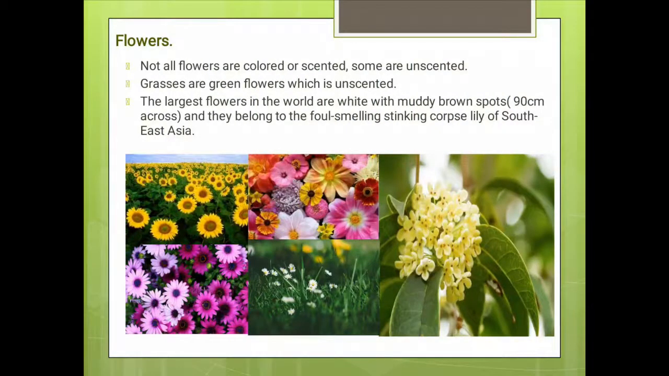Okay guys, so there are many different types of flowers. Some are scented and have colors. On the other hand, some are unscented like grasses. They have unscented green flowers. And the largest flowers in the world are white in color and have muddy brown spots over them, and the size is about 90 centimeters across, and their origin is from a foul smelling lily of Southeast Asia.